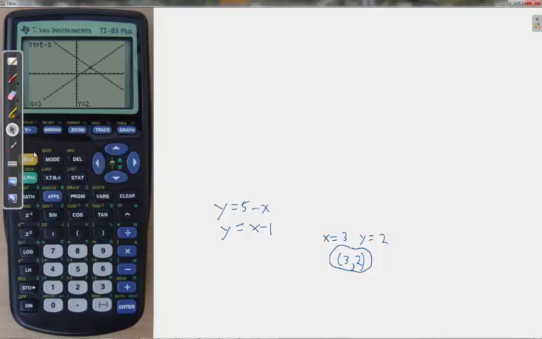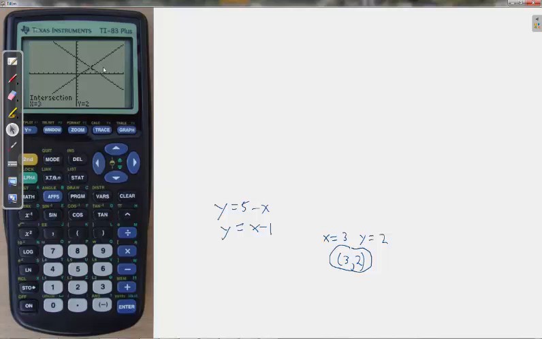Your calculator even has a function for doing this. If you go down to intersect, the inputs are you have to tell it which curves you want. First curve, well, you just look up in the top left to see if that's one of them. It is. The second curve, that is the other one. And then you just have to tell it a guess, because it is possible to have multiple intersections, so you need to tell it the right one. And there we go, (3, 2).